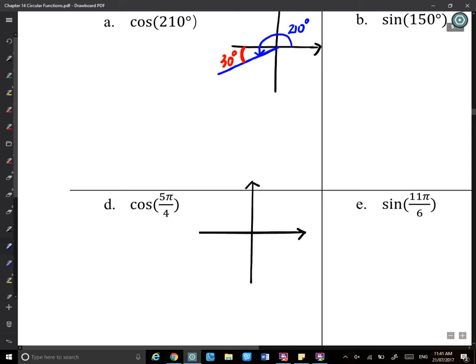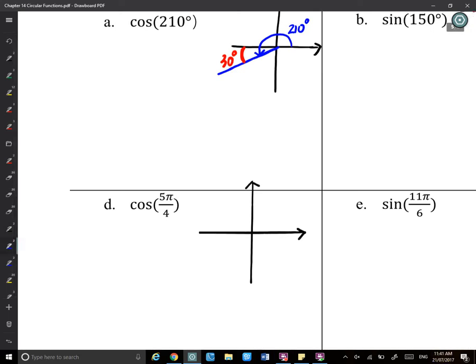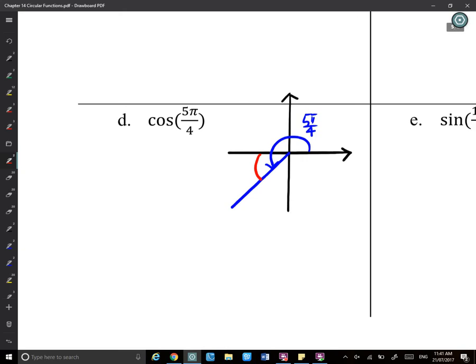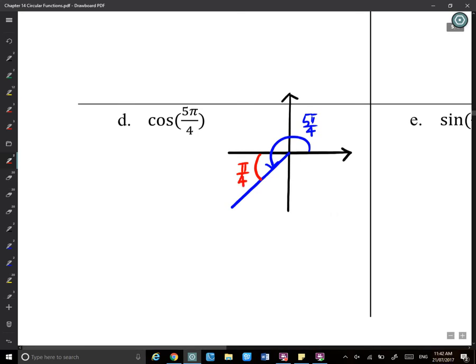Okay, 5 pi over 4. You can say that's pi plus pi over 4. So pi is actually 180, is half cycle. And then go a little bit down here, which is this angle here. So the reference angle will be this one. What is that angle? Pi on 4.